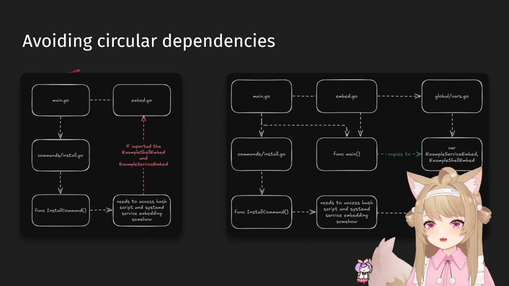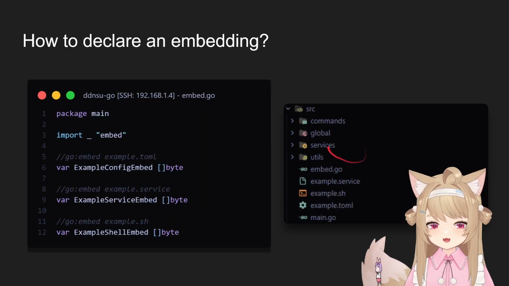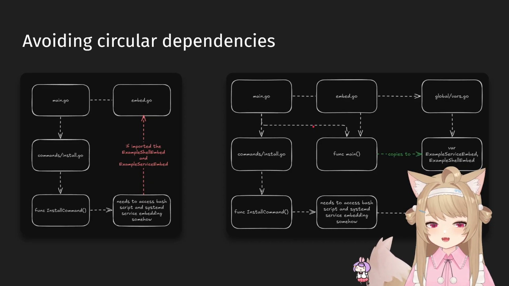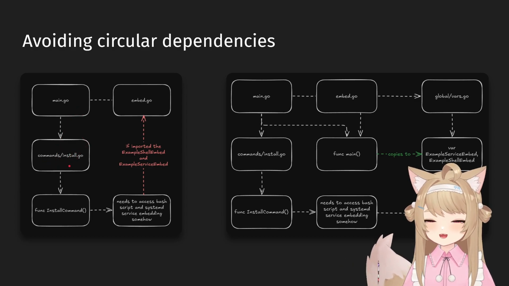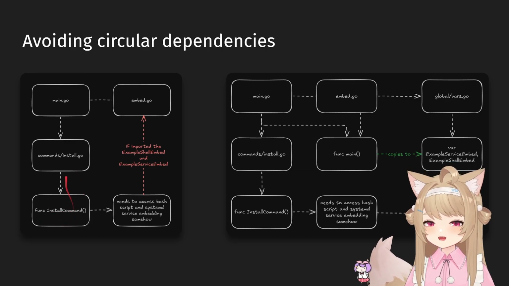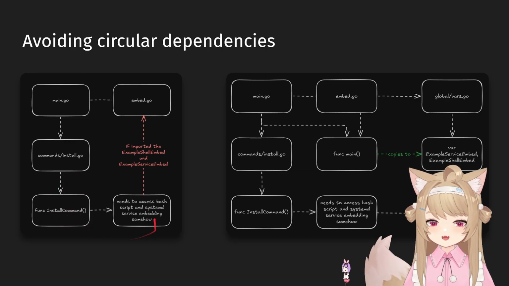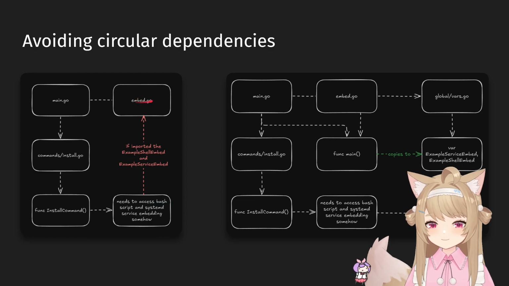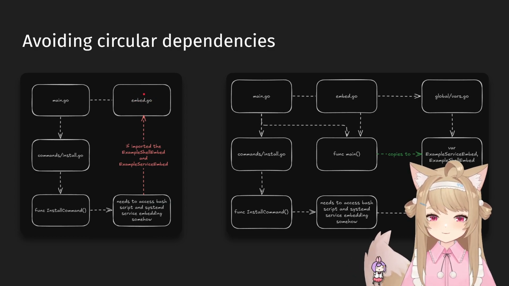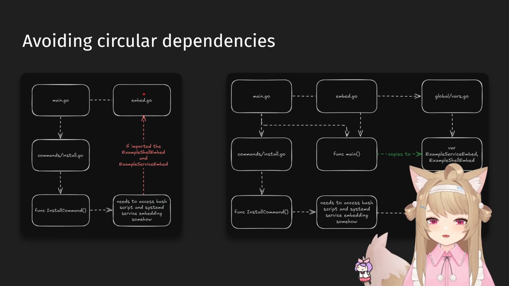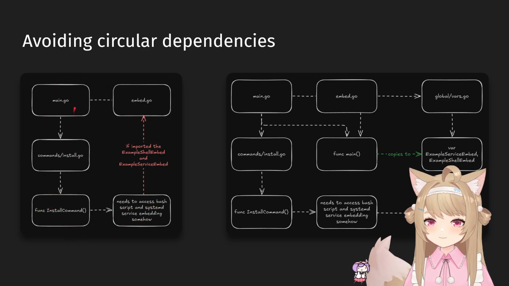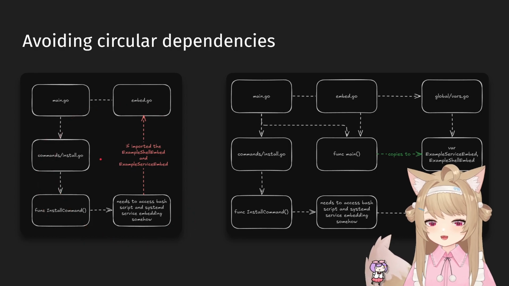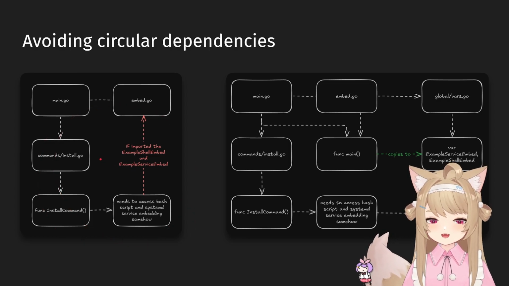So here's how I avoided circular dependencies, because the install command is under our commands folder here, right? So here you can see this workflow. In the main.go file, we have that commands/install.go, which is what's run when you run ddnsu install, and that triggers this function install command. However, this command needs to access these embeddings in the embed.go, which have the example shell embed and the example service embed. However, if we try to do that, you can see that we go in a circle, right? We go circle, circle, circle, and what will happen is basically the stack will overflow and the program will crash.